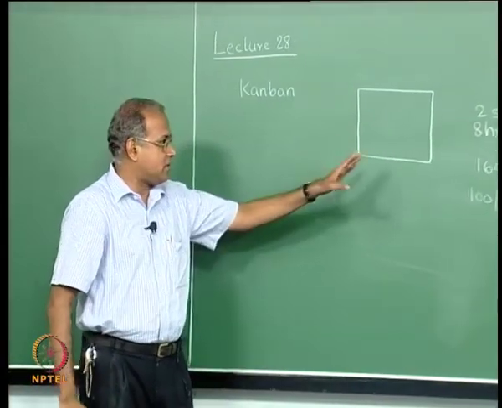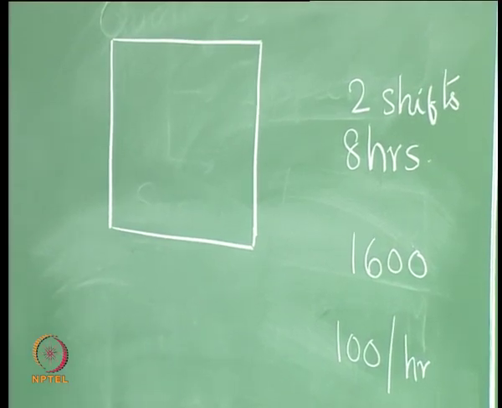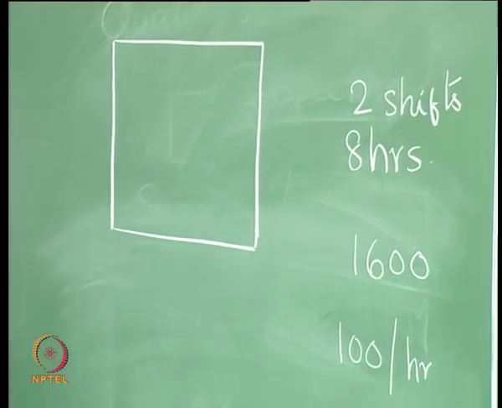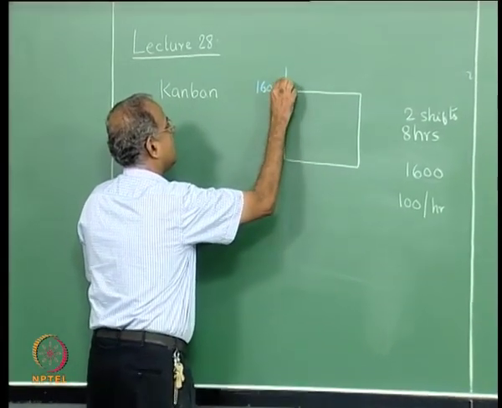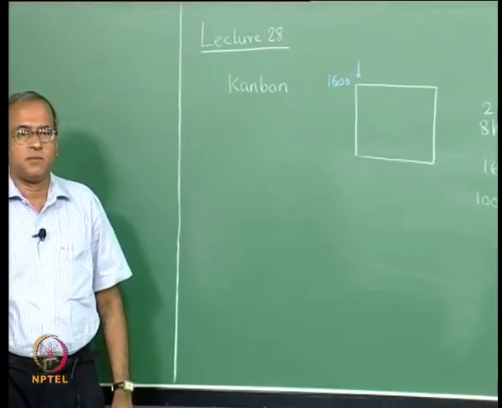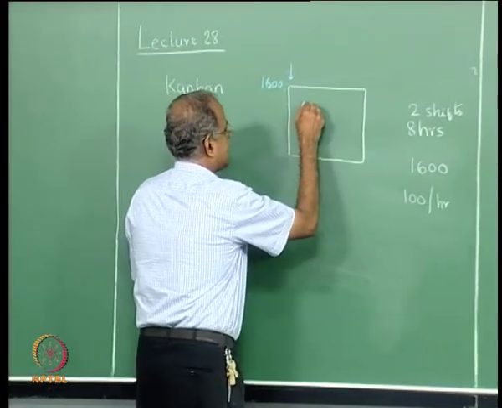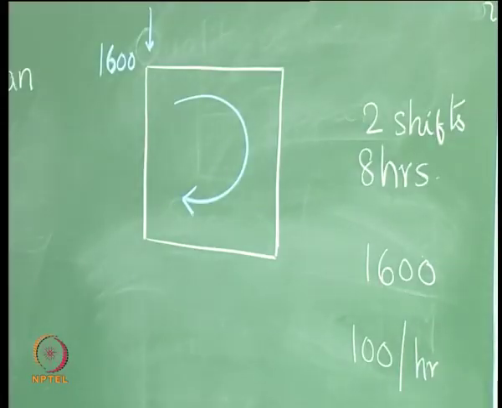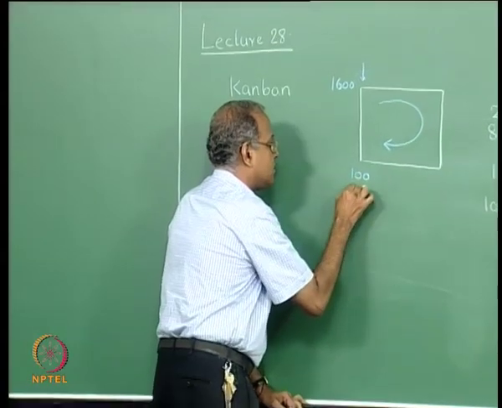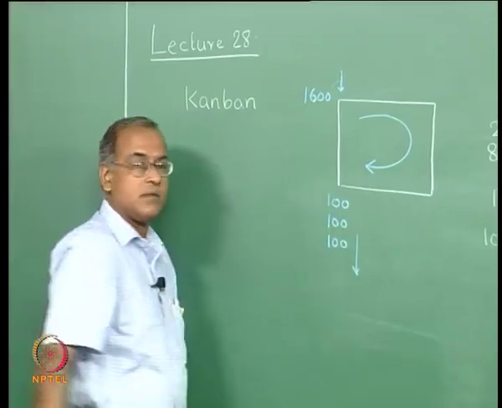So, if we want to produce this 1600 to meet the day's requirement, one of the things to do is to have 1600 come in at the beginning of the first shift. 1600 comes in. Let us say there is a cell, manufacturing cell, that has a lot of machines. It goes through this process and then 100 comes out each hour.